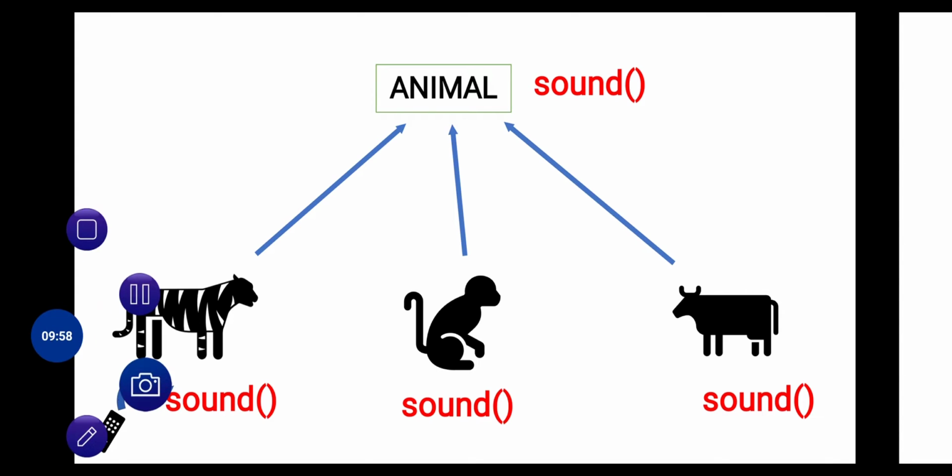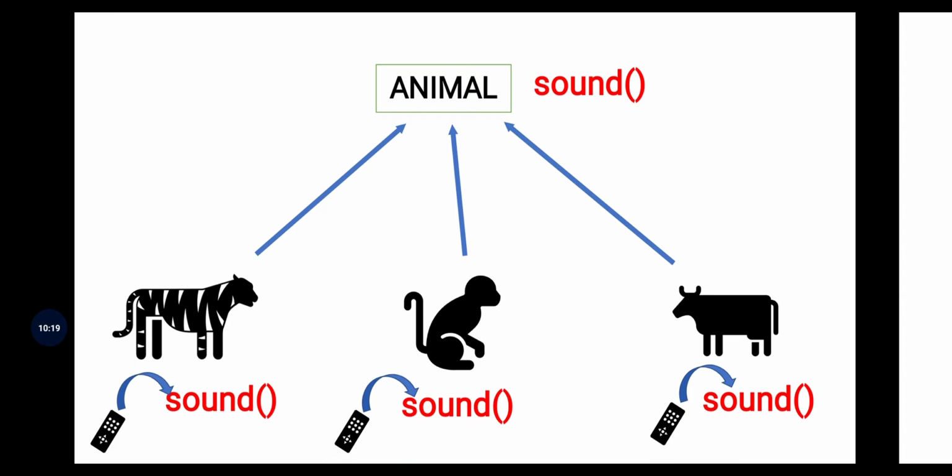If I need to invoke the sound for a cow, I need a remote control specifically for a cow. Alright, so what is the big problem here? Well, the big problem is that every time you create an object of the subclass, you will have to create a separate remote control. Right?